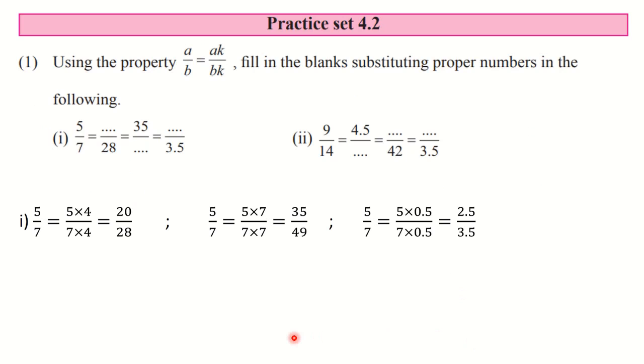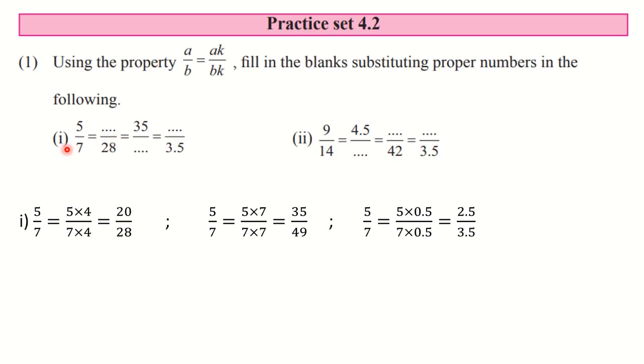Now let us start with practice set 4.2. Here the very first question is, using the property A upon B is equal to AK upon BK. As I have explained in the properties of ratio, we can multiply both the terms by the same non-zero number. So we have to use this property and fill in the blanks. Here some blanks are provided to us. So I am solving the first one. You will solve the second one by yourself. The second one is homework for you. Okay. So let us take this.